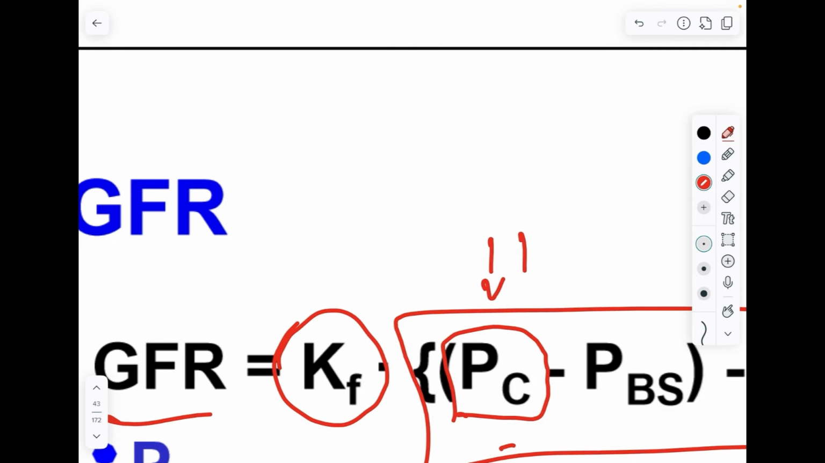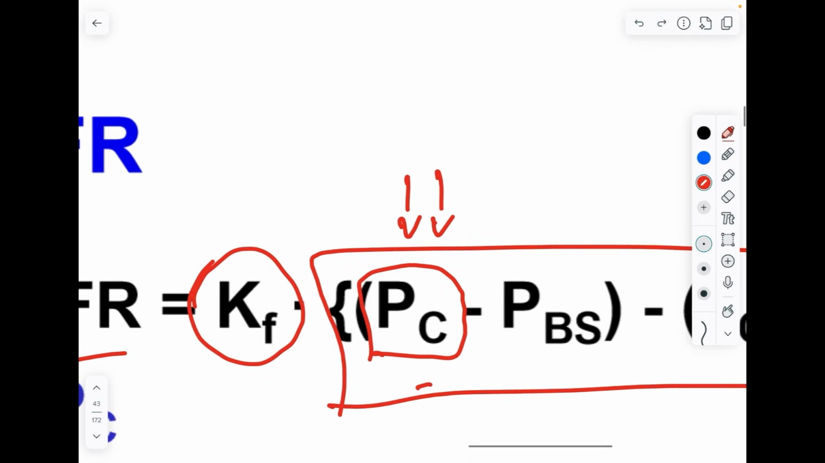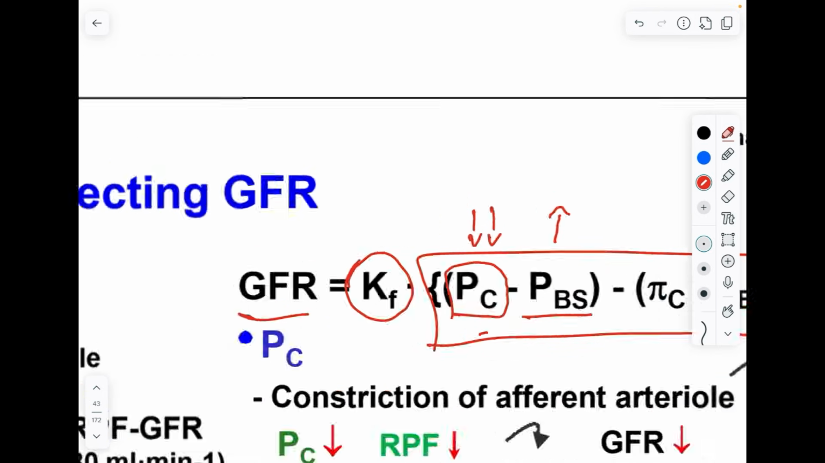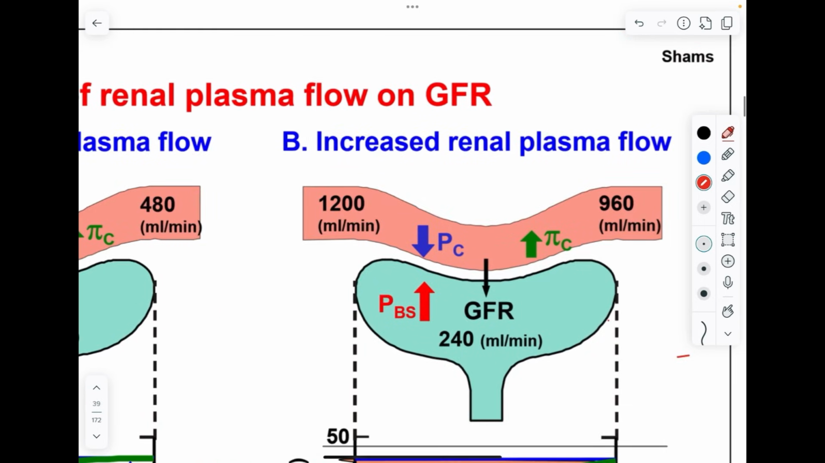And when does it decrease? When it decreases, the GFR also decreases. When does that happen? When you constrict the afferent arteriole. Okay, pressure in the Bowman space: if it increases, let's go back to this, it will go like this, so it's decreasing the GFR.